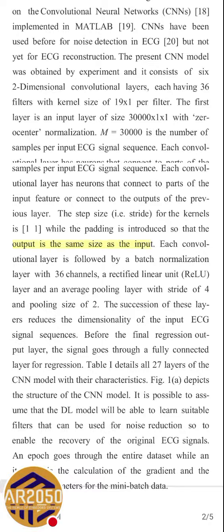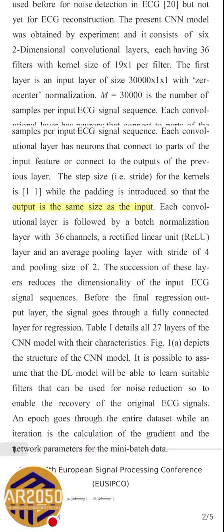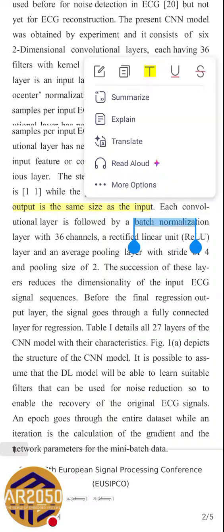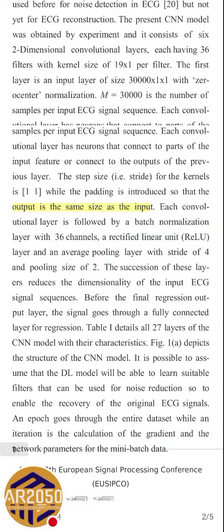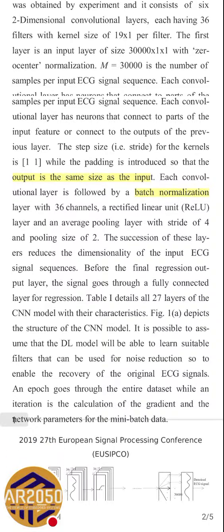So that is kind of the encoder-decoder architecture. Each convolution layer is followed by a batch normalization layer with 36 channels. We want to do that so that we avoid overfitting. So we have batch normalization, a rectified linear unit (ReLU) layer, and an average pooling layer with a stride of 4 and pooling size of 2. That's the overall architecture of the CNN base.